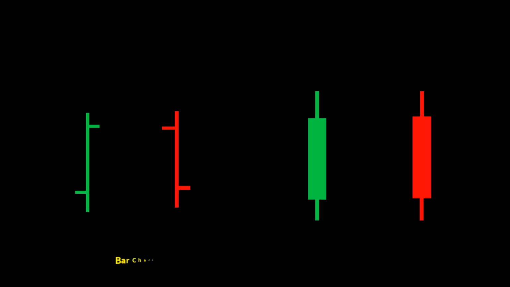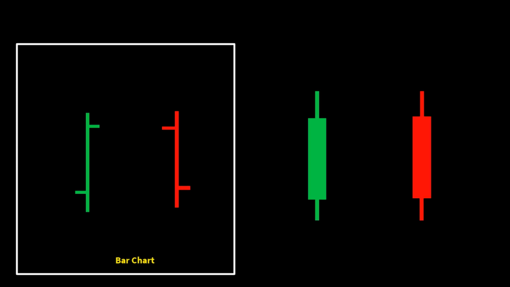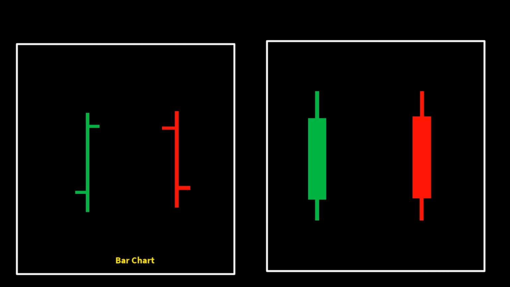Here's the anatomy of the Western bar chart on the left side here. And the right box here houses the anatomy of the Japanese chart. Diagram A is the bullish bar. Diagram B is the bearish bar. Diagram C is the bullish candlestick. Diagram D is the bearish candlestick.